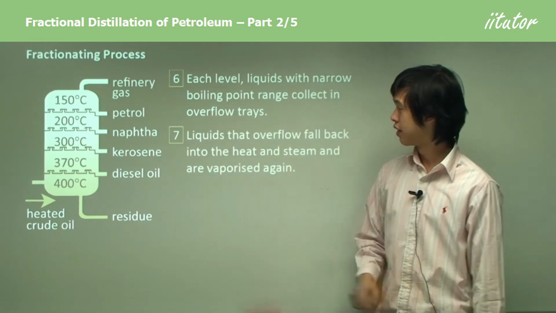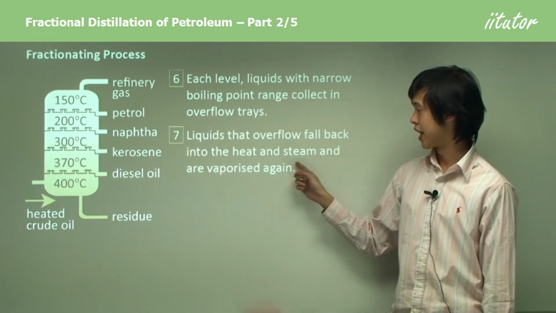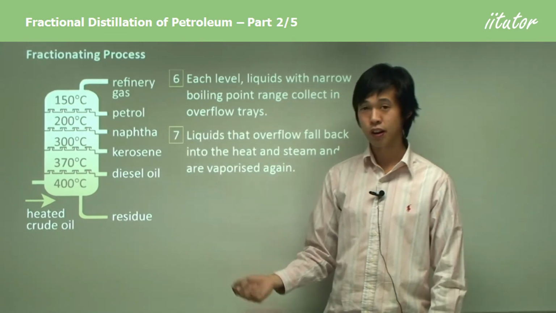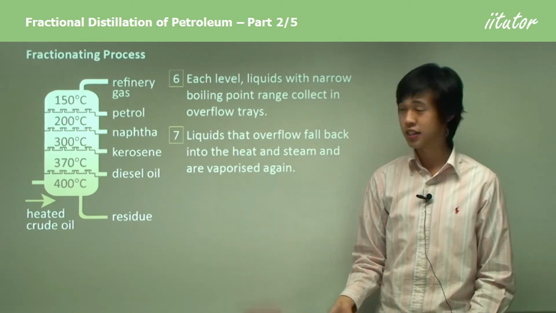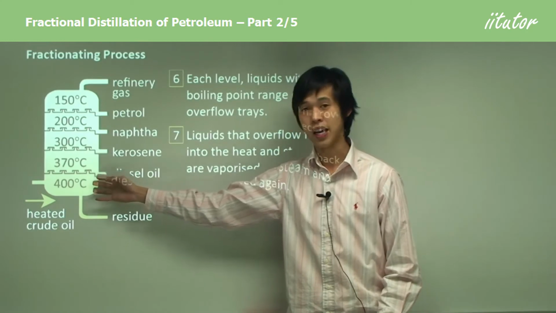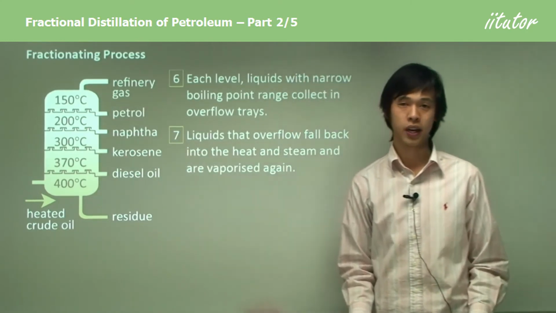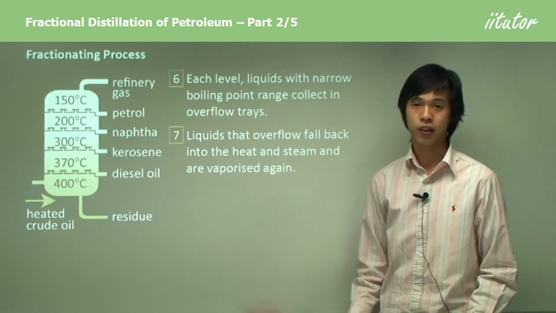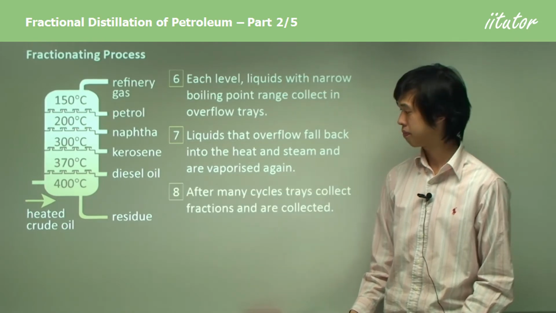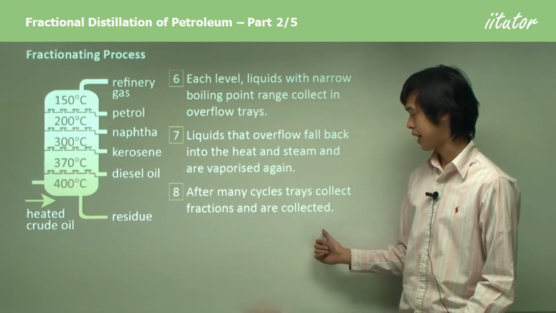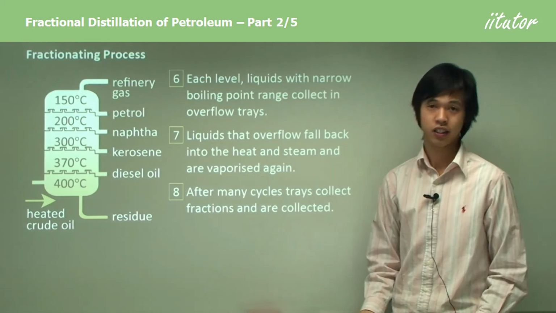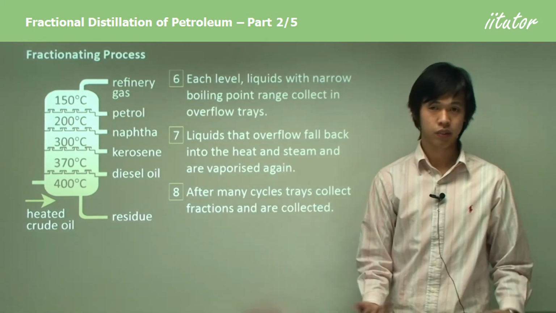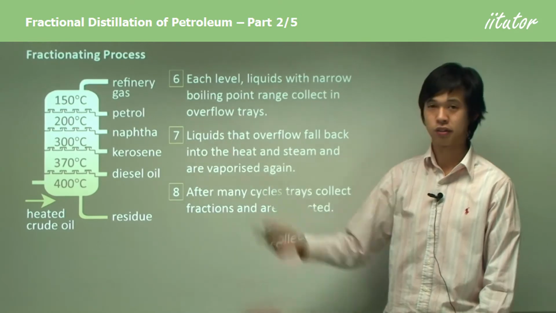And so liquids that overflow back into the heat and steam are vaporized again. So if for some reason a heavy element or a very light element condenses for no reason, it will come back down, be heated up, and then it will find its proper place in the fractionating column. So after many cycles, trays collect fractions and are collected. So the fractions are collected and we can use them for our kerosene or our diesel or petrol, etc.